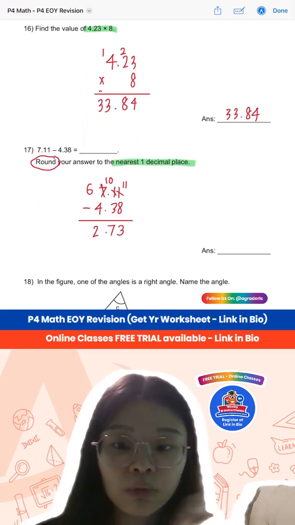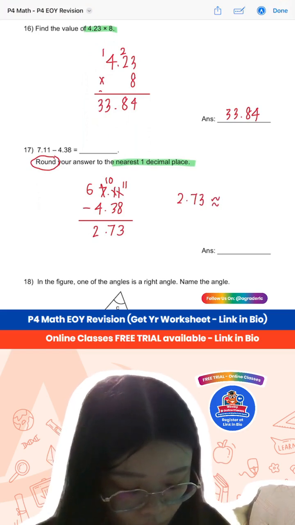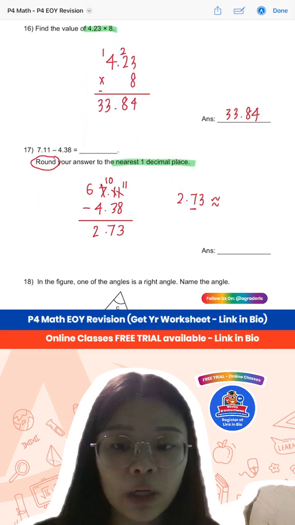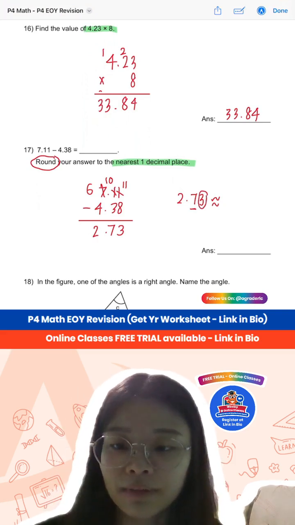Nearest to one decimal place. So 2.73, one decimal place, which is 7. So we look at the number 3. Do we round up or round down?